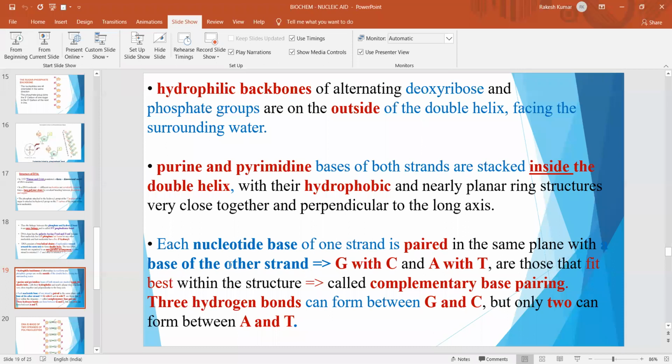Each nucleotide base of one strand is paired in the same plane with a base of the other strand, that is, guanine with cytosine and adenine with thymine. These are the pairs that fit best within the structure, also known as complementary base pairing. There are 3 hydrogen bonds between guanine and cytosine, but only 2 hydrogen bonds are formed between adenine and thymine.